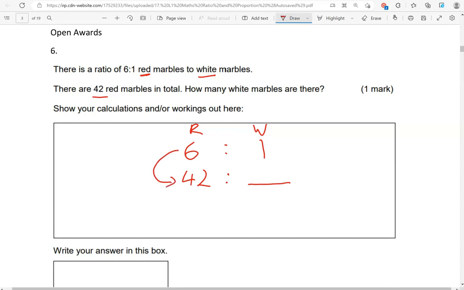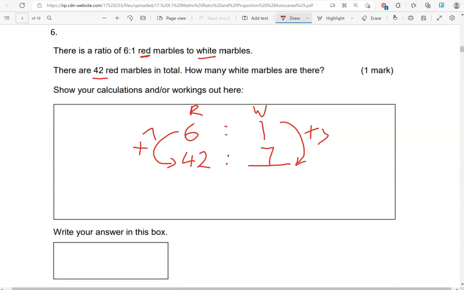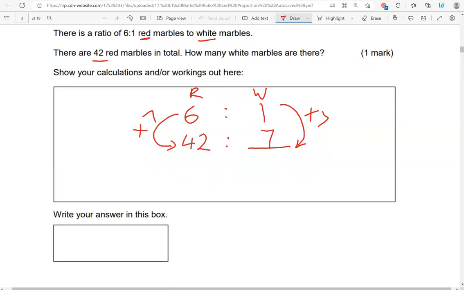To get from 6 to 42, what do we multiply 6 by? And that is 7, because 7 times 6 gives us 42. So we need to do the same on the other side. 1 times 7 gives us 7. So 7 is the number of white marbles.